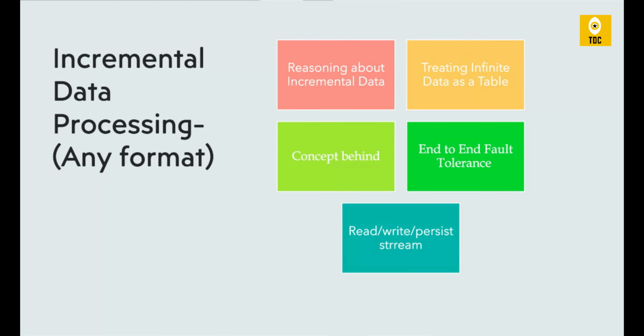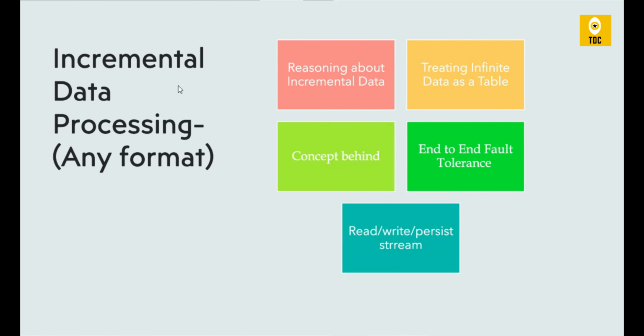We have an ETL where we can directly pull the data from the source system, schedule the pipelines, and it is all done. But what is the reasoning behind the incremental data processing that we want to do here? And treating infinite data as a table: the data might be coming infinitely, getting updated in the source system, and we are writing it to a table. How does it look, and what is the concept behind it, the architectural side?